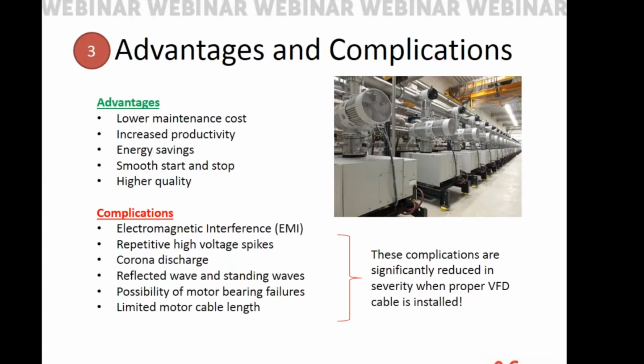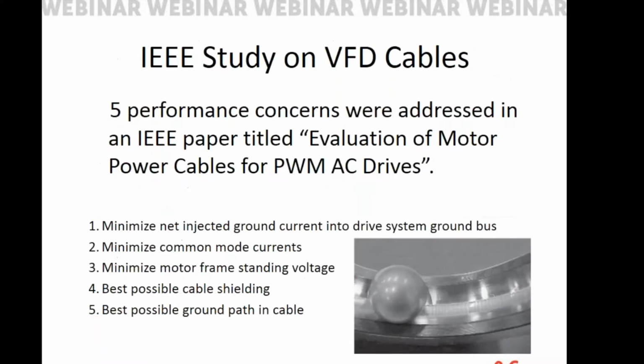Back in the mid-90s, an IEEE study was done on VFD cables by a group of ABB engineers. In that study, there were 5 key performance concerns that were addressed. The 5 key concerns were minimizing net injected ground current into the drive system ground bus, minimizing common mode currents, minimizing motor frame standing voltage, producing the best possible cable shielding, and the best possible ground path in the cable.